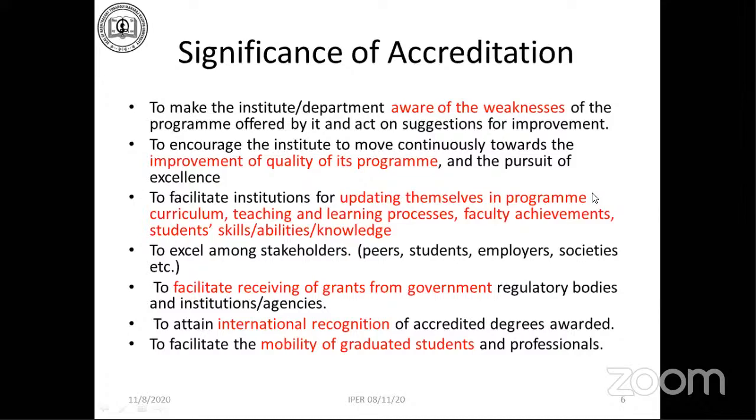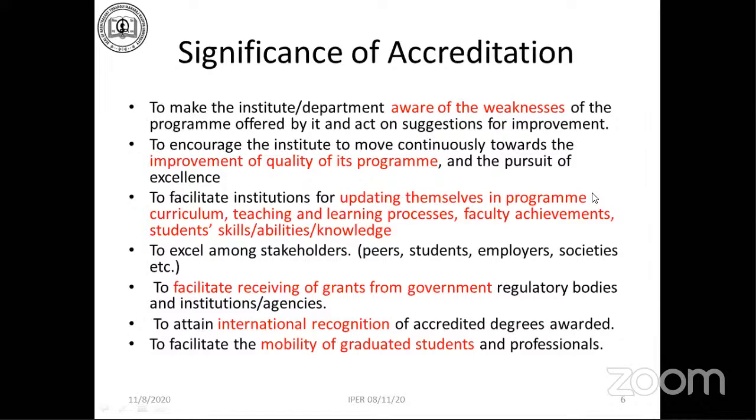If you are going for this NBA accreditation, then there is a guarantee that definitely there will be improvement in the programs as per the society's requirement. There is improvement in the teaching and learning processes. There is improvement in the faculty achievements also. There is improvement in the student skills, abilities, and knowledge. From every angle, you will find that there is an improvement, and that is the basic significance of this accreditation process.